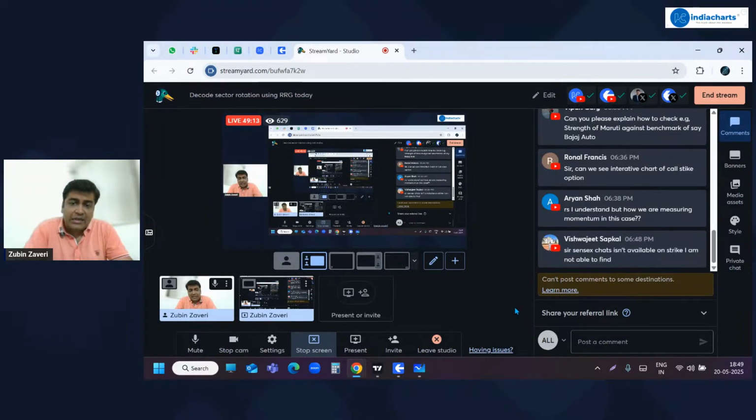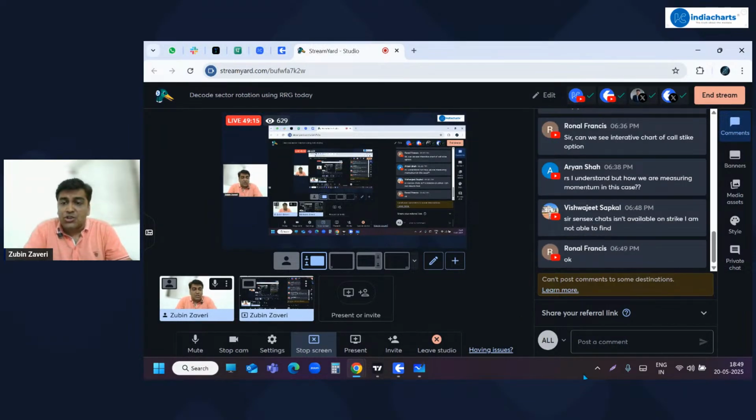Vishwajit, as I said earlier, the stocks listed on NSE, National Stock Exchange, you will get the data. The Bombay Stock Exchange data is not available on the Strike platform.